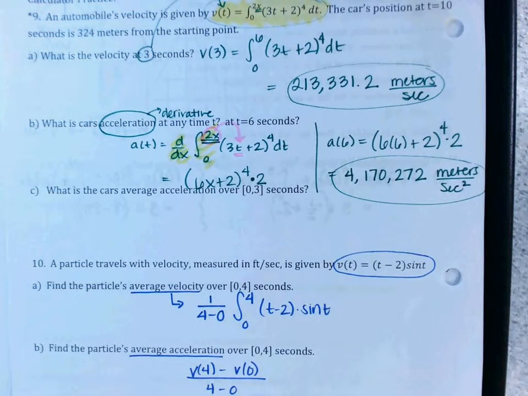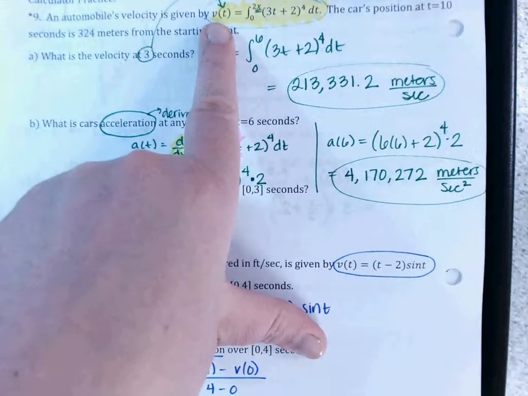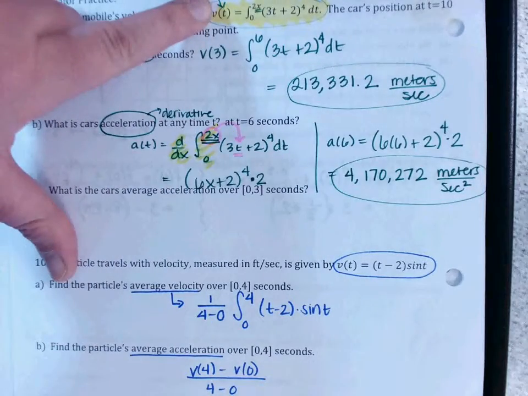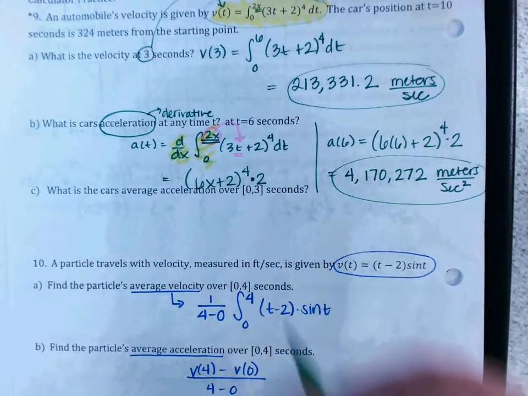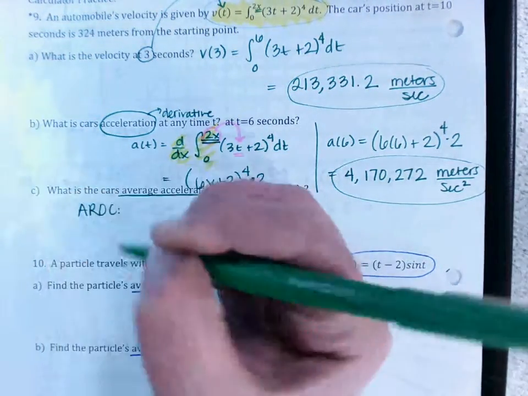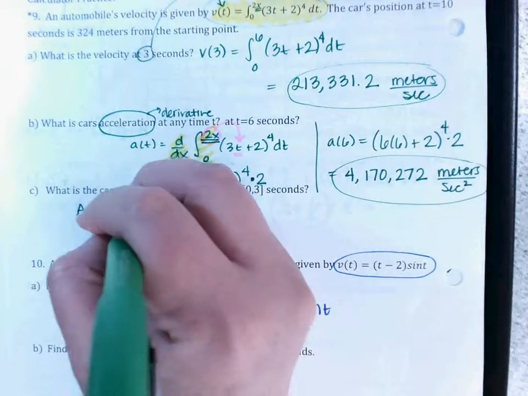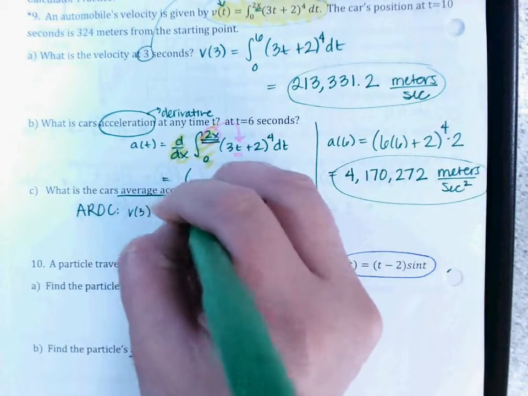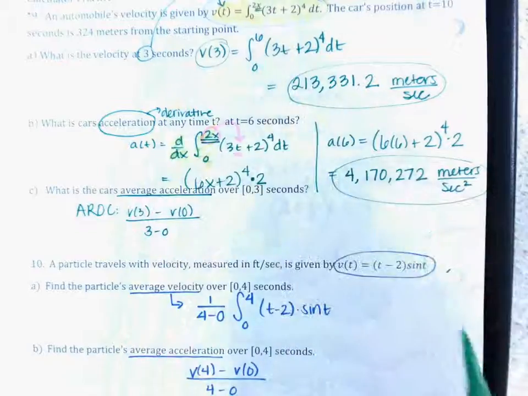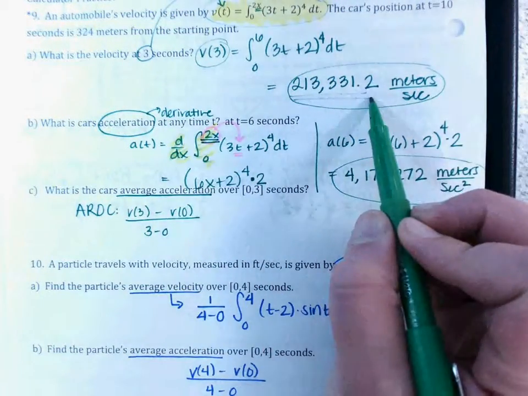All right, last part, average acceleration. So if I have velocity and I want average acceleration, remember that average acceleration is going to be either the average rate of change or the average value. So think about if this is velocity, I want average acceleration. Acceleration is the rate of change of velocity, so that would be AROC. So I do v of 3 minus v of 0 over 3 minus 0. Okay, then remember, I already found v of 3 up here in part A. V of 3 was this number.